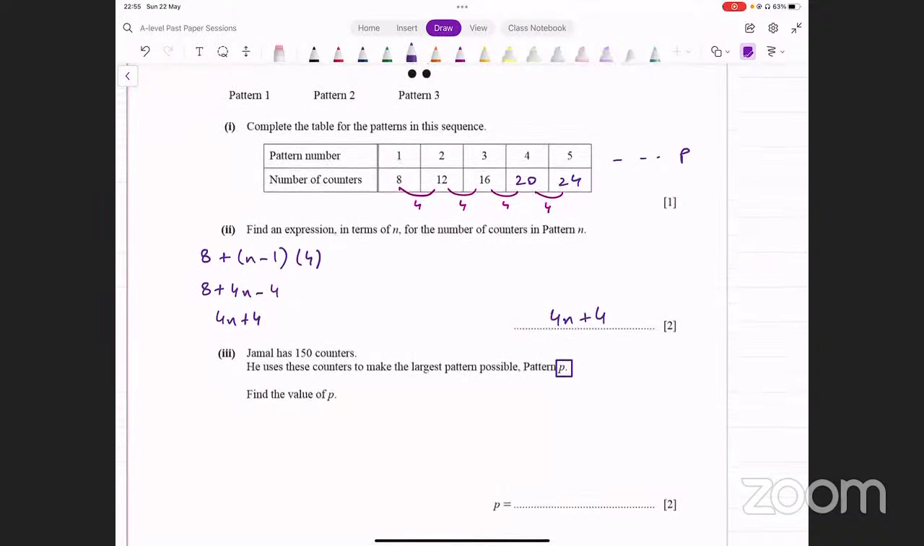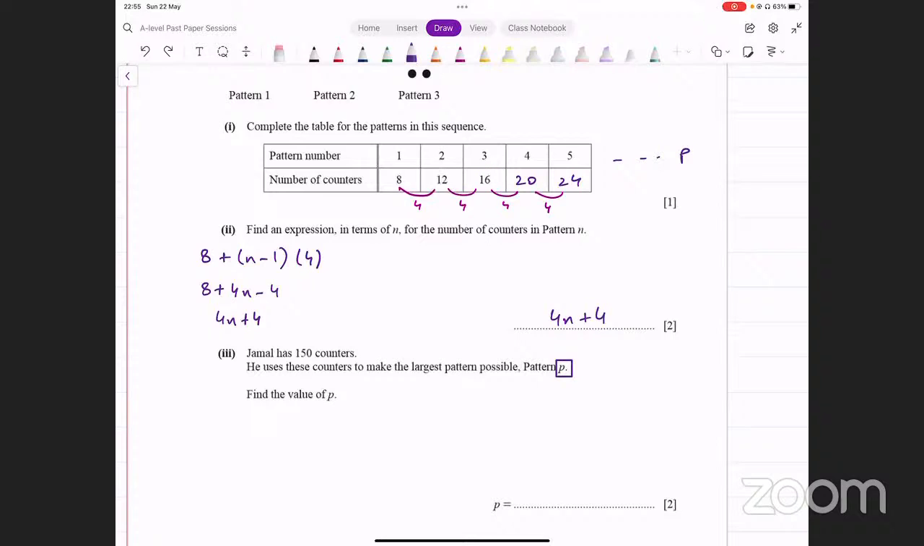Right? So, for example, n की value 1 जब होती है, तो counter कितने होते हैं? 4 into 1 plus 4, that's going to be 8. जब n की value 1 है, तो number of counters कितने आते हैं आपके पास? 4 plus 4, that's 8. That's this number. जब n की वैल्यू 2 इनपुट करते हैं तो आपके पास 12 आ जाता है. n की वैल्यू 3 इनपुट करते हैं 16 आ जाता है.